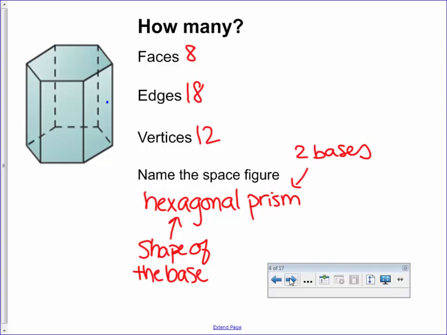The edges are just simply these segments here, and don't forget to go all around the bottom, or the top. These are all edges that I'm tracing out right now. So you should have gotten 18 of those. Lastly, the vertices are the corners or the points. So you should have 12 different vertices that you've counted. Now, remember, we have the shape of the base, which is a hexagon, so we call that hexagonal, and there's 2 of them, prism. So hopefully you did well on that one.